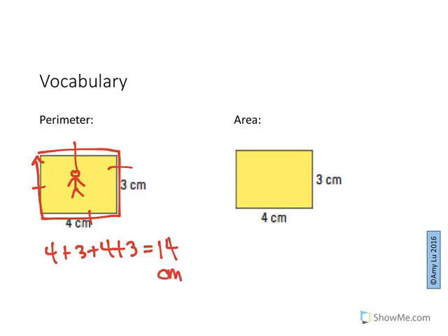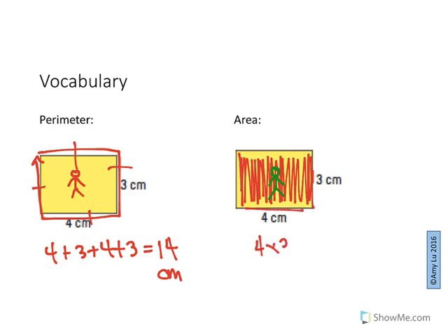The area is the amount of space inside the shape. So if there's a little human, they are allowed to play in the area of the rectangle. To find area with a rectangle, you just simply multiply your base times your height. So it is 4 times 3, which gives you 12 centimeters. And because it's area, we always say squared. 12 centimeters squared.